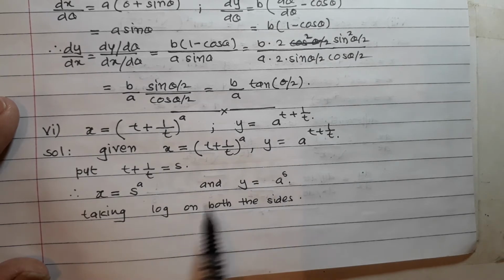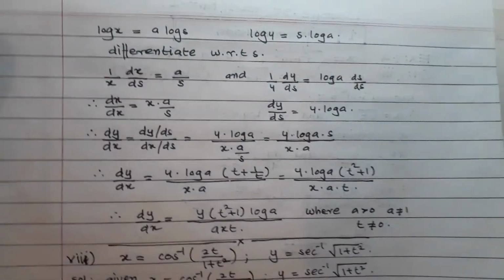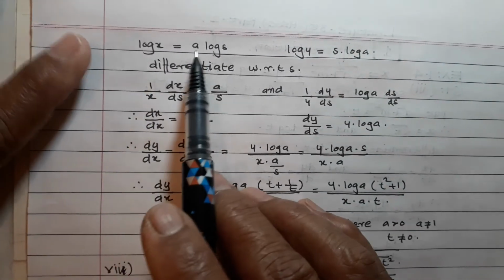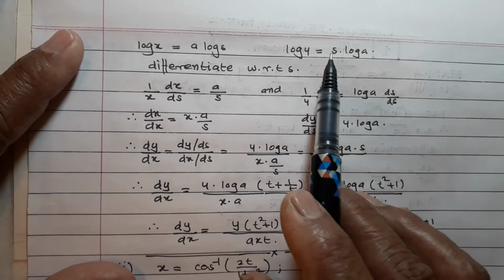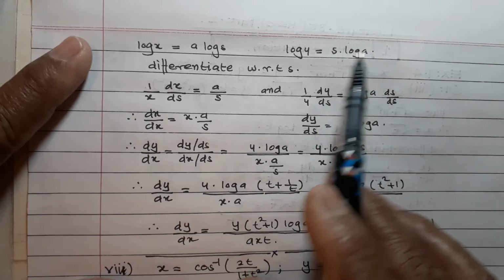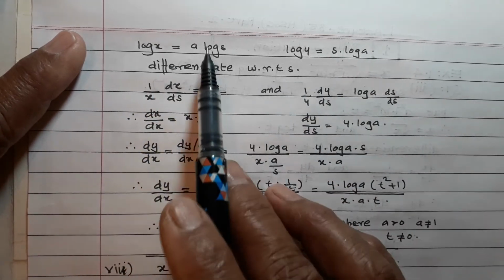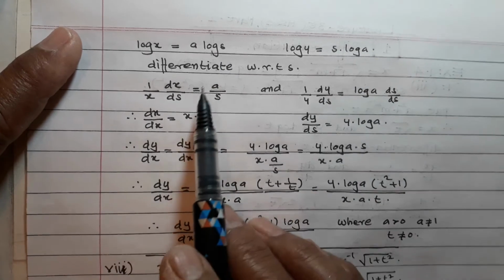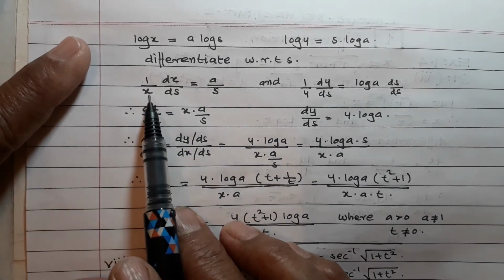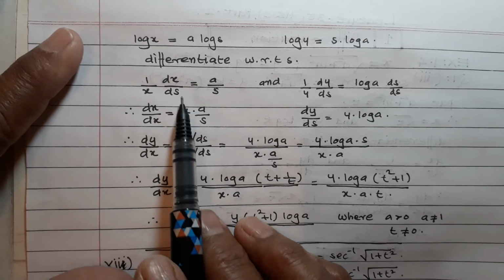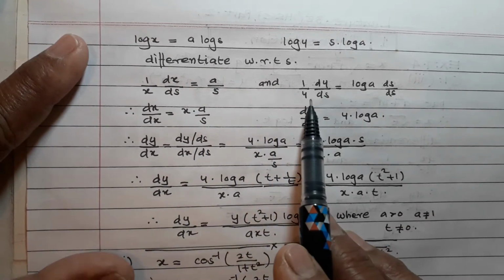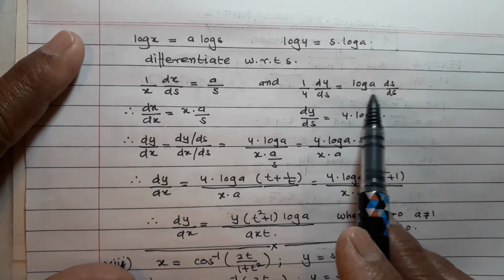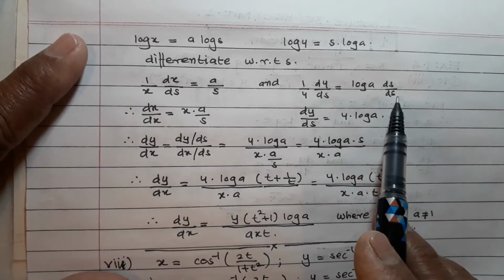Taking log on both the sides, log x = a log s and log y = s log a. Now differentiate with respect to s. (1/x) dx/ds = a/s and (1/y) dy/ds = log a.